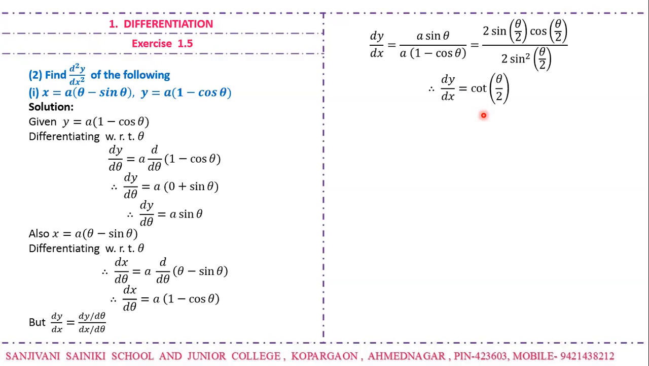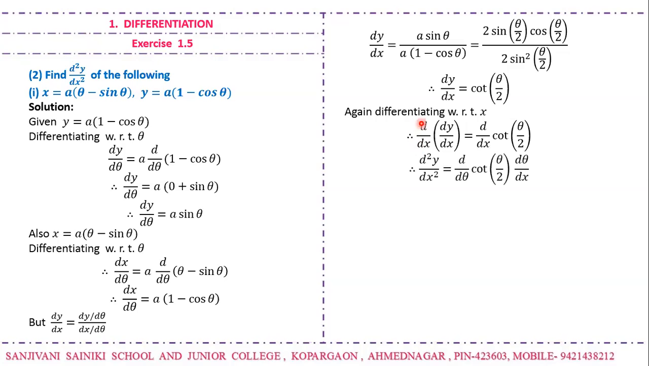dy by dx. Again differentiate this function with respect to x. So differentiating with respect to x, we get d2y by dx square is equal to d by d theta of cot theta by 2 into d theta by dx. So here the function is in theta and we are differentiating with respect to x. So firstly we have to differentiate with respect to theta and then theta with respect to x. That is the chain rule. We have to use the chain rule here.